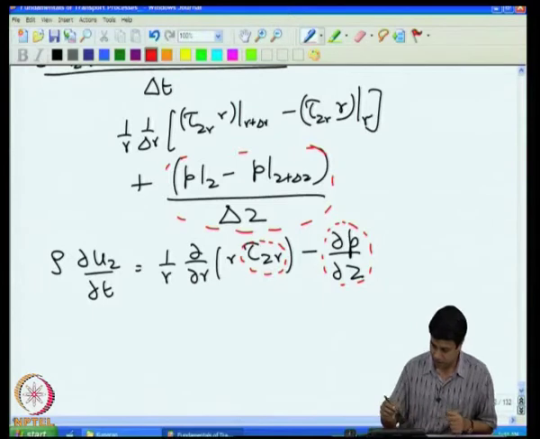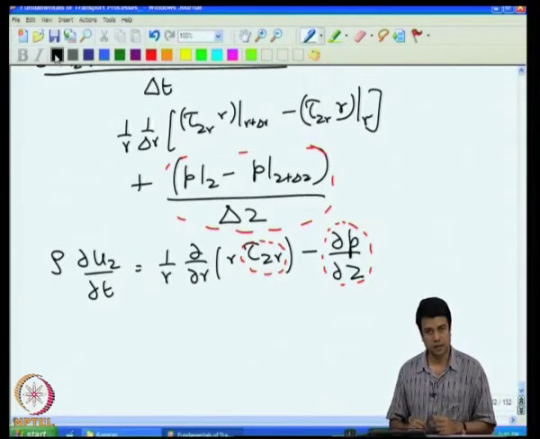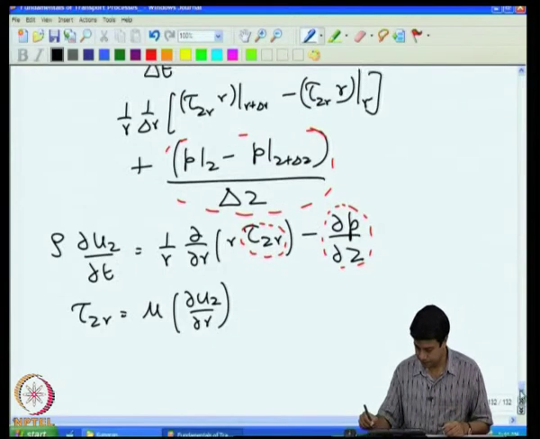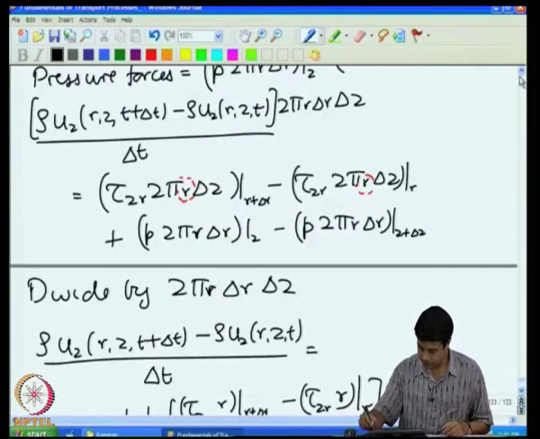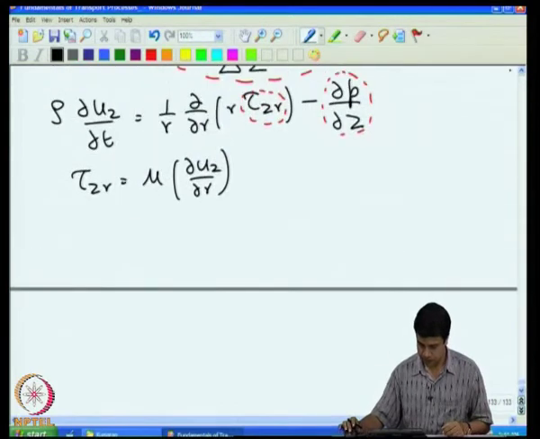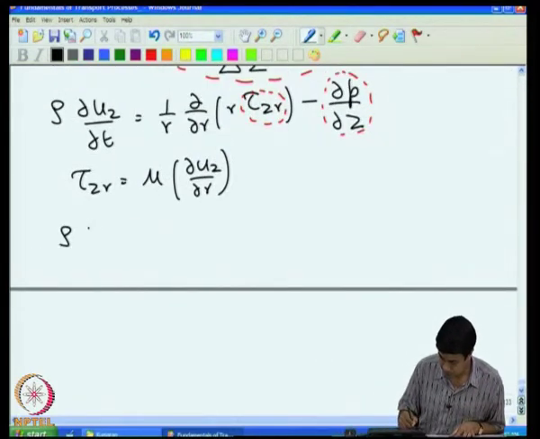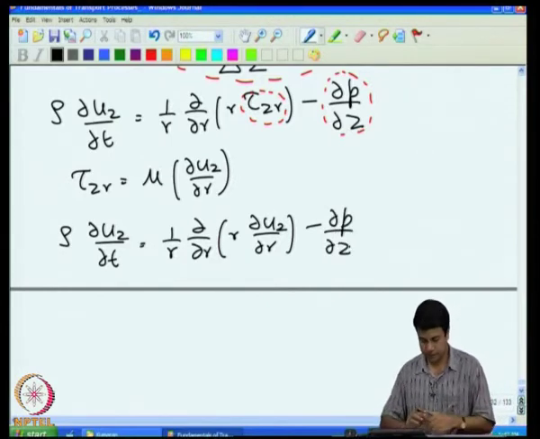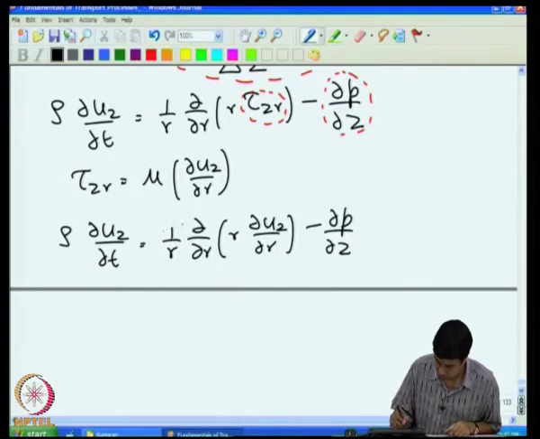In order to get a differential equation for the velocity, I need to write down the shear stress in terms of the velocity gradient, Newton's law of viscosity, which is equal to mu times partial u z by partial r. And with that, I will get rho times du z by dt is equal to 1 by r d by dr of r du z by dr, times the viscosity mu, minus dp by dz.